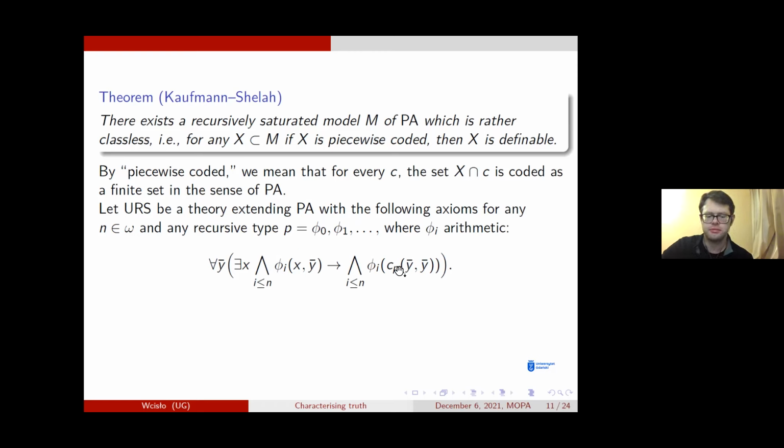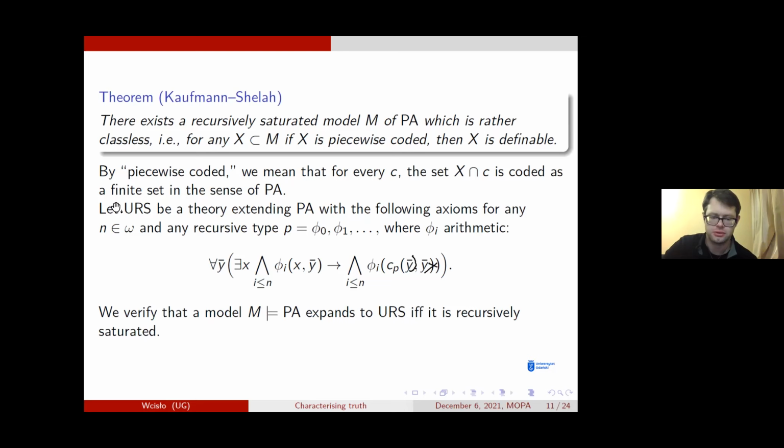then C_P, this is a fresh new function symbol. The parentheses are not right here, so what I really mean is this. You have a function C_P, and C_P is the witness for P. It's as good as you can get. If something satisfies the first N formulae of P, then C_P does satisfy them, and then you make it uniform with those extra parameters. Why? Because it can depend on parameters, hence uniformity.